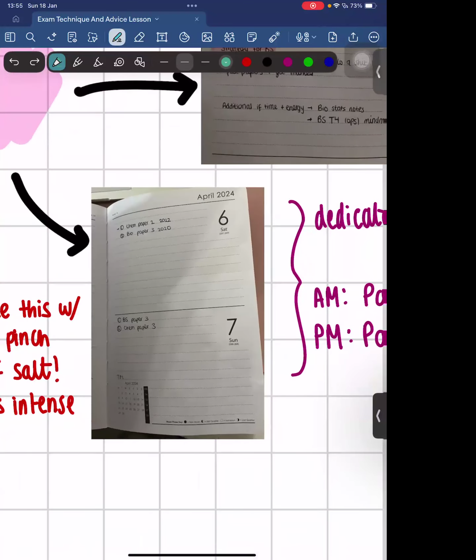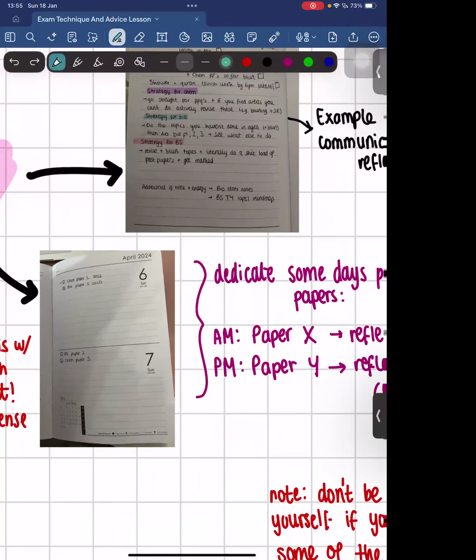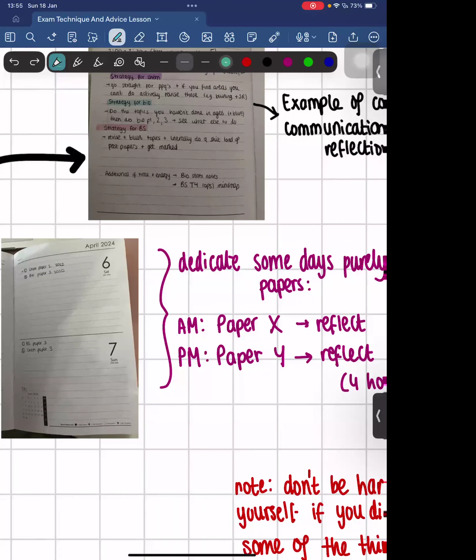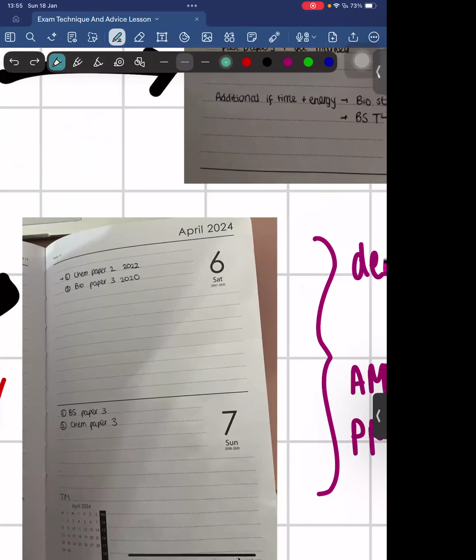Now, some days I would literally have days where I would do purely papers. So as you can see here, this was in April. I would do two papers a day. In the morning, I'd follow my A-level exam time, so 9 till 12 or however long that paper was. So morning slot, do a paper, mark it, reflect on it. What went well? What could I do better? What kind of mistakes did I make? How will I learn from this? Same exact thing for the afternoon.